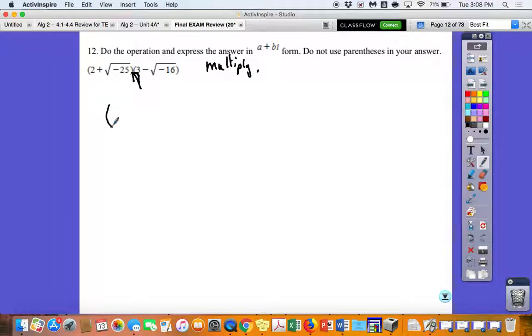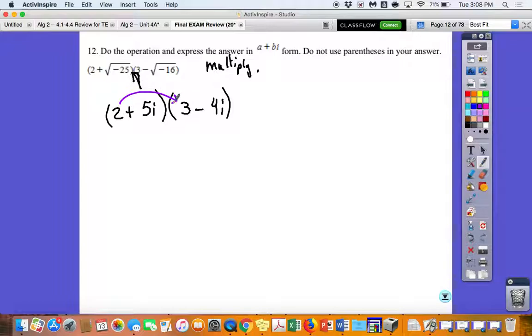But the first thing you need to do is to poke your eyes out. So the square root of negative 25 would be 5i. And then the square root of negative 16 is 4i. So once you've got your i's, it's time to distribute.